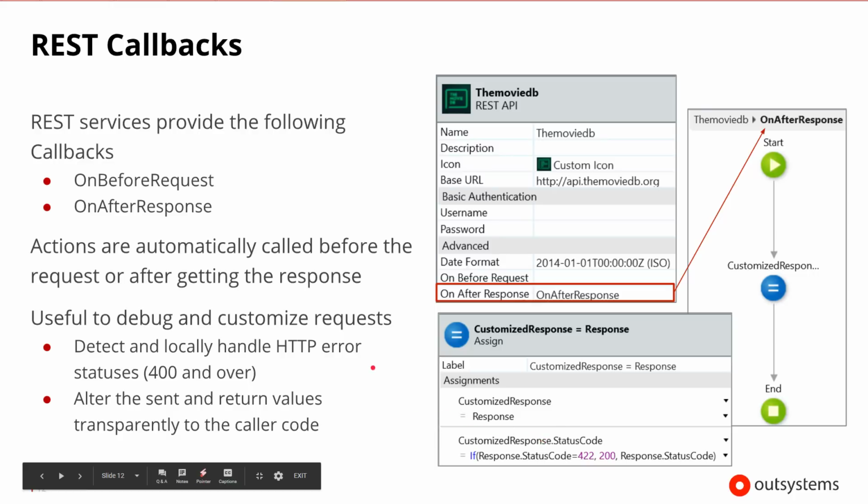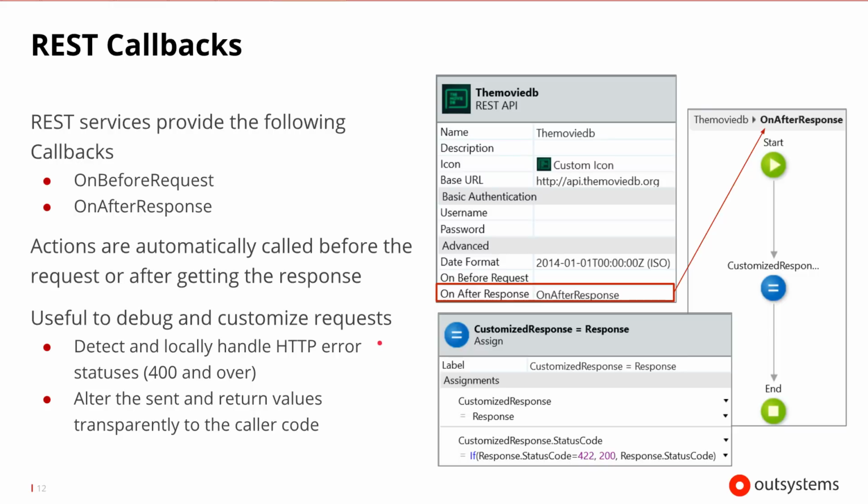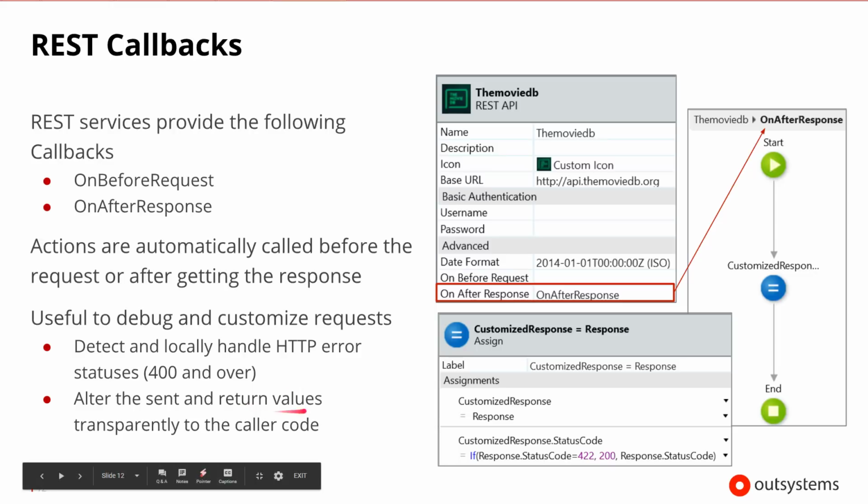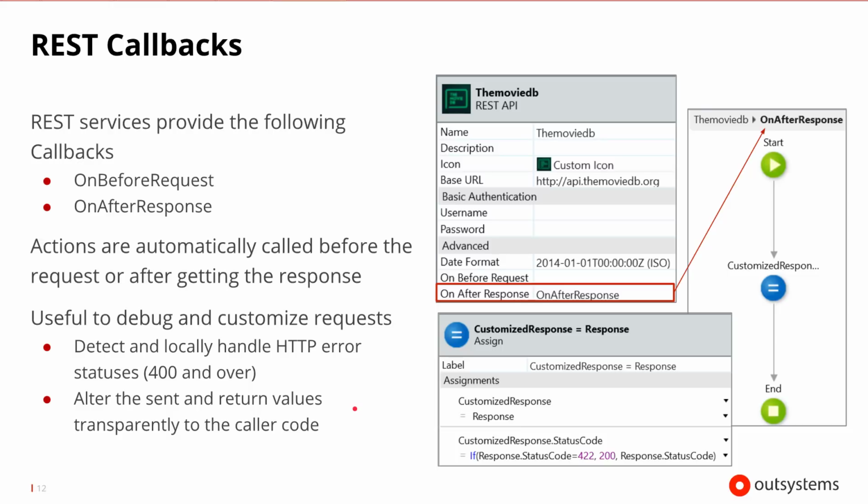So sometimes these are very useful just to be able to go ahead and debug the customized requests and figure out what's happening when we're interacting with a service. It also allows us to go ahead and alter any of the return values or change something that's going to be sent to the external service. And we can do that without necessarily having to change anything that was auto-generated. So that makes things a little bit simpler.